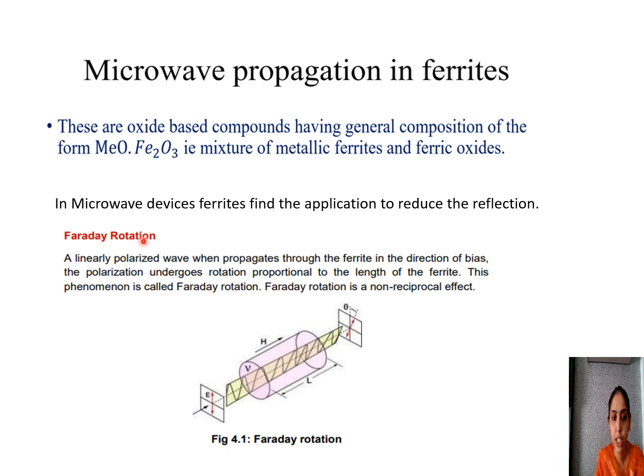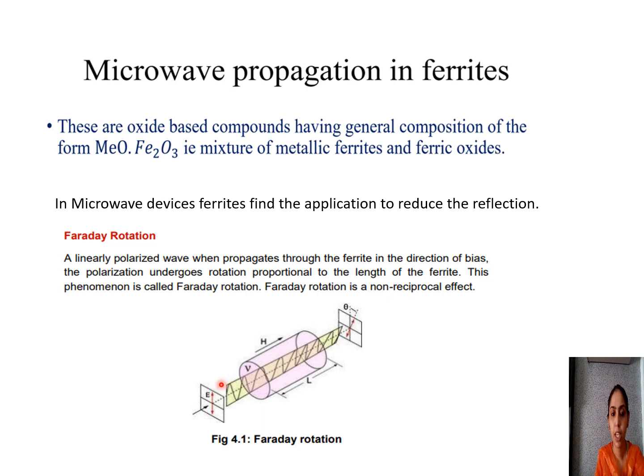By Faraday rotation we mean that when a linearly polarized wave propagates through a ferrite in the direction of bias, the polarization undergoes rotation proportional to the length of the ferrite. This phenomenon is called the Faraday rotation, which is a non-reciprocal effect. That is, whatever is happening in one direction is not going to happen in the reverse direction. That is a non-reciprocal effect.